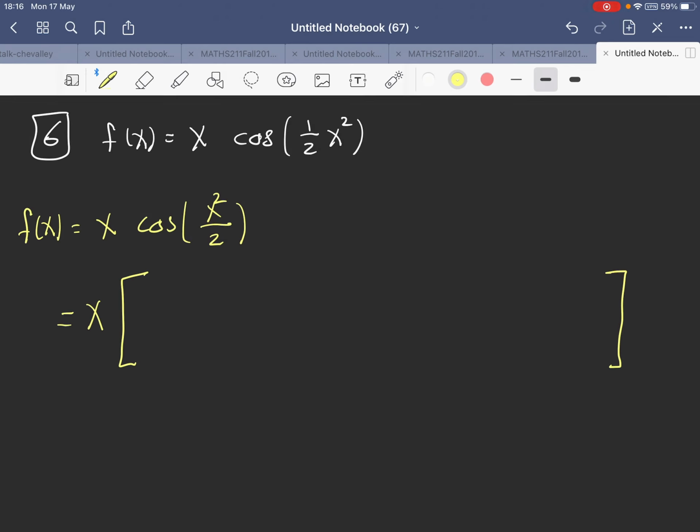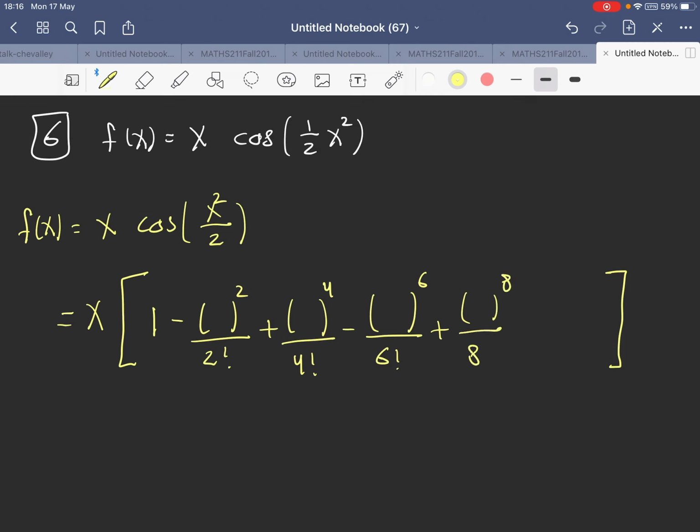What is the cosine? Cosine was 1 minus something square over 2 factorial plus something power 4. Remember, it was the even powers. And that's it. Now in each one of these, we don't write x, we write x squared over 2, x squared over 2, x squared over 2, x squared over 2.